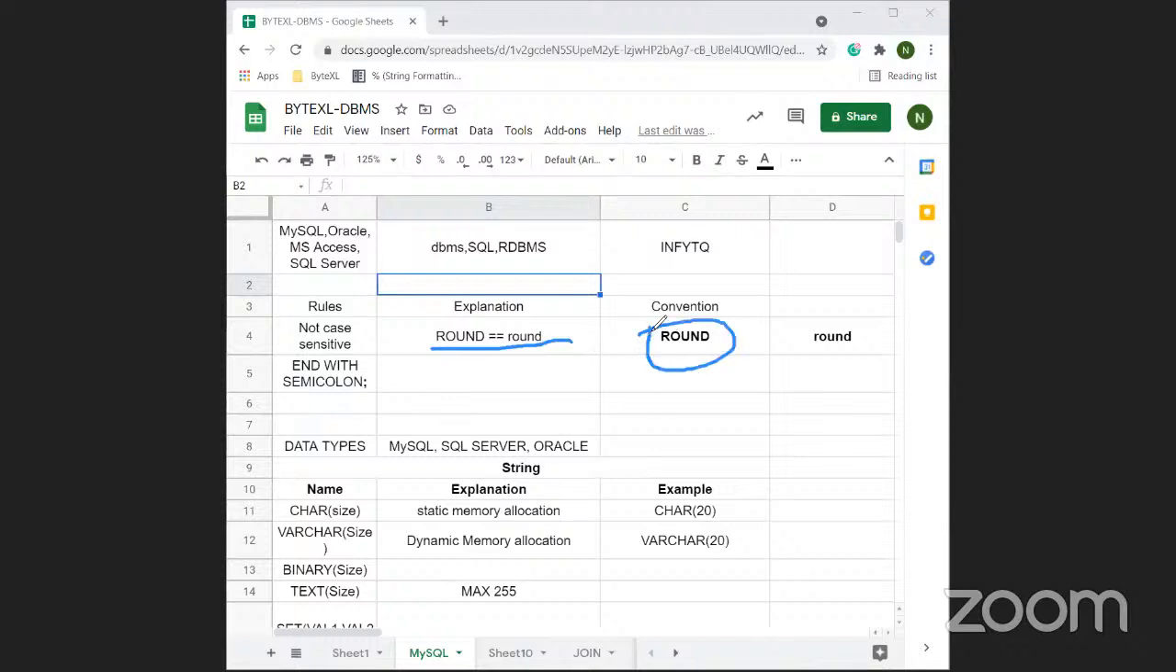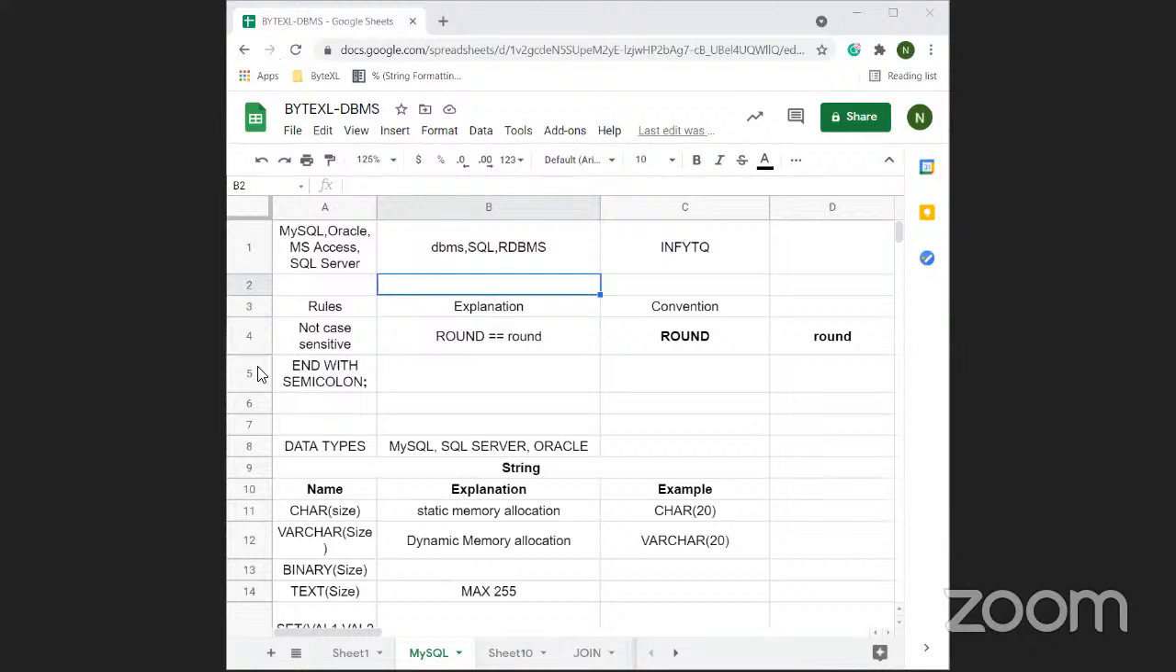But the convention is we will use capital letters. Again, rule is different, convention is different. Convention is we generally follow so that it will be easy for us. By looking at it, human beings will be able to tell. So the convention of SQL languages is we use capital letters. All right. So throughout this session, I will be using capital letters as well.